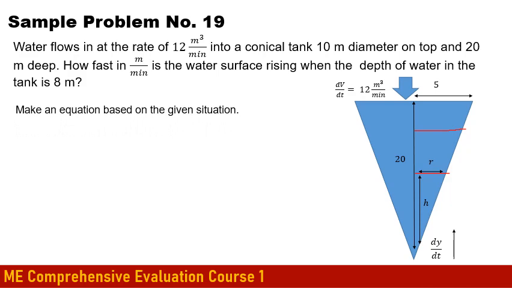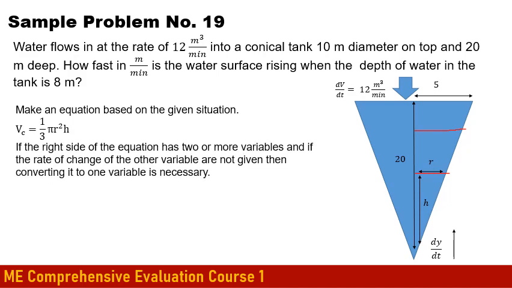So the first step is to make an equation based on the given situation. We are given a conical tank, so we will start with the volume of that conical tank. We know that the volume of the cone is 1/3 pi r squared h. If you look at it, the right side of the equation has two or more variables. So we have to change one variable with respect to another so that we will get a single variable equation.